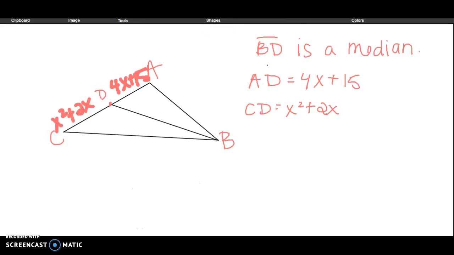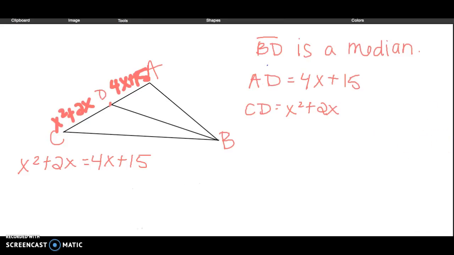And I'm going to make my pen a little bit smaller. Okay. So medians cut sides of triangles in half. So that means this point D is a midpoint of AC. And that means that the x squared plus 2x side and the 4x plus 15 side have to be equal. So I'm going to set up an equation and it's going to say x squared plus 2x equals 4x plus 15. Now, if we didn't have that x squared, we'd be golden and we could figure this out.